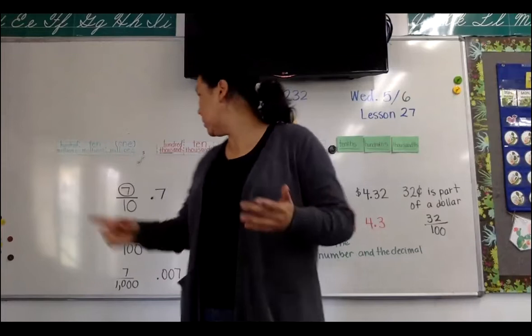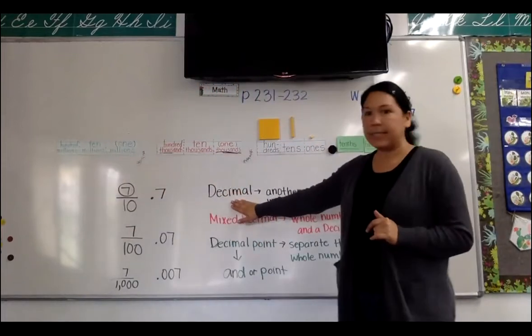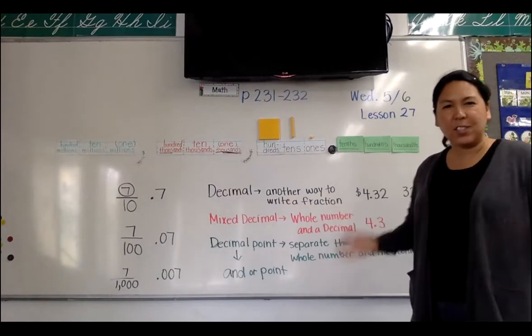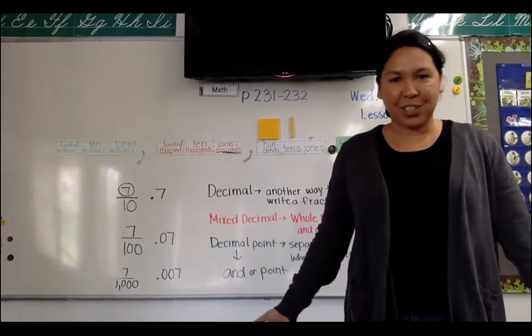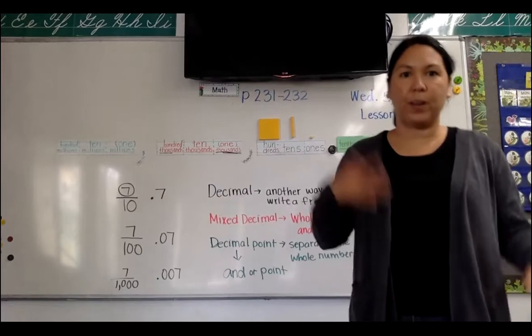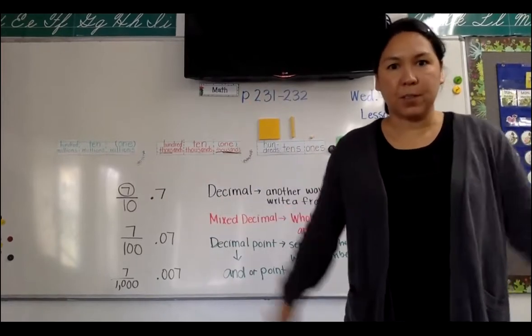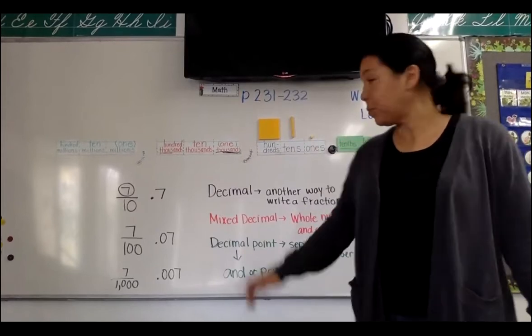So decimals, let's look at the definition. A decimal is another way to write a fraction. So everyone feels good about fractions, right? Like what is 1/4? What is 2/10? What is 3/5, right? We all know what fractions are.